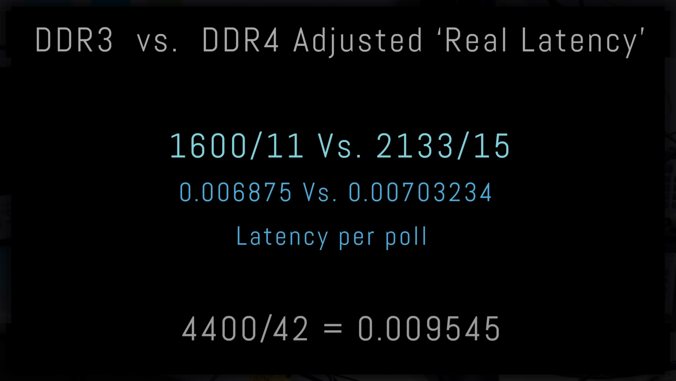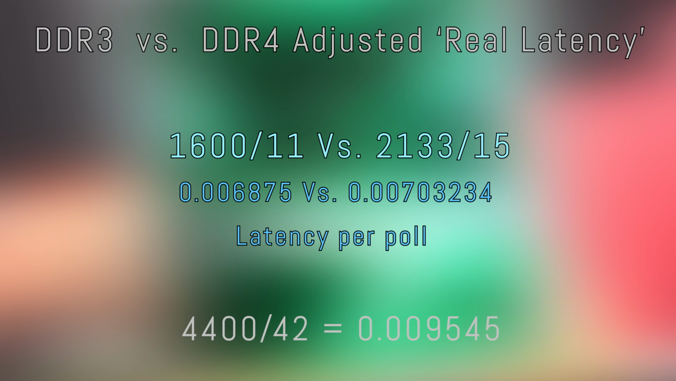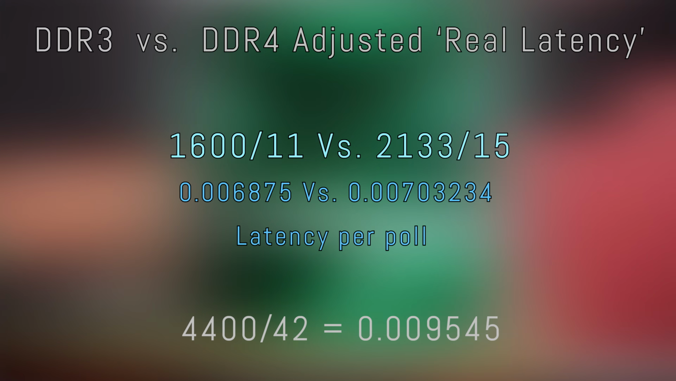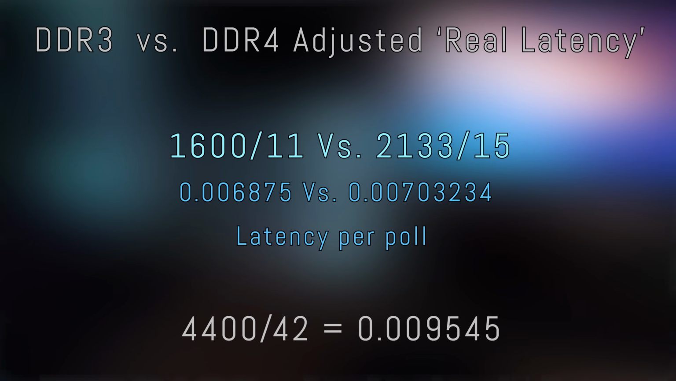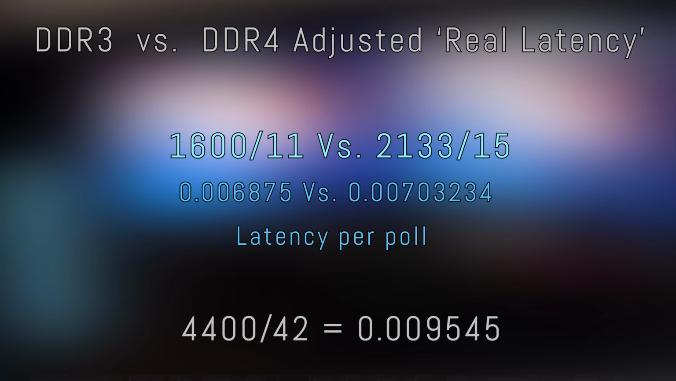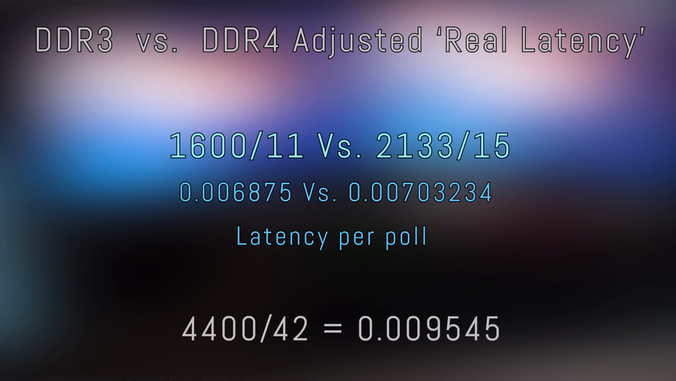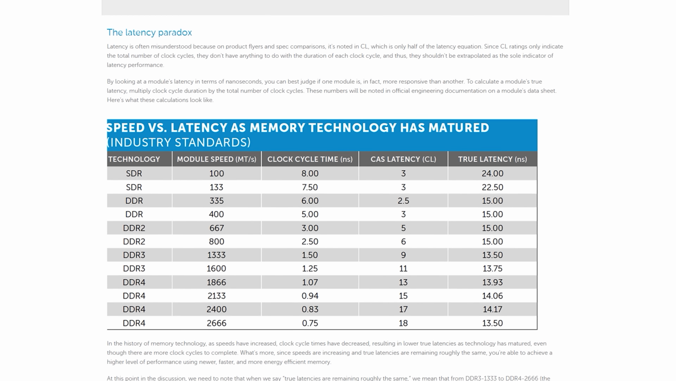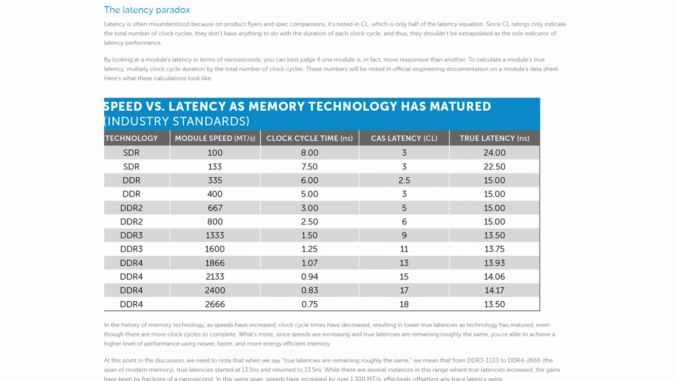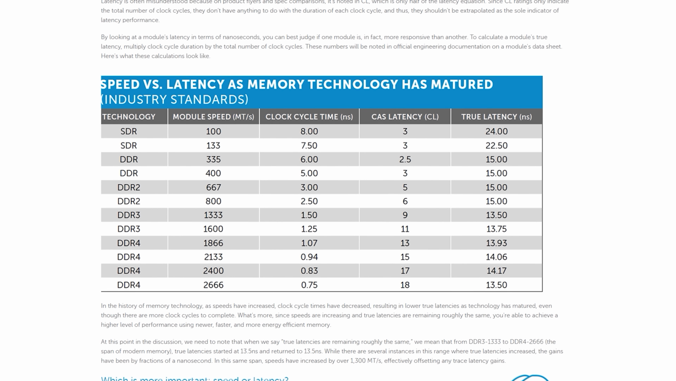And the guesstimate for DDR5 would be somewhere around 0.009545. So as bandwidth improves, the latency increases. Some may say this is a bad thing. I would say it's both a good and bad thing, a necessary evil rather. DDR5 of course will have its other benefits and it will run at lower voltages. 1.1 volt is the predicted spec.